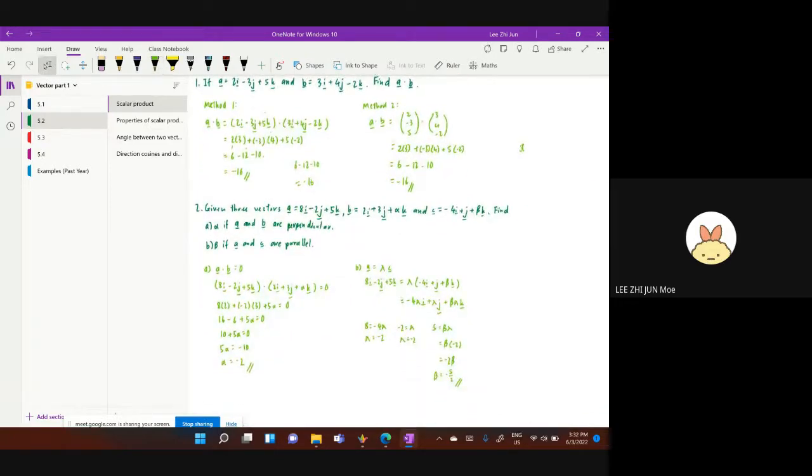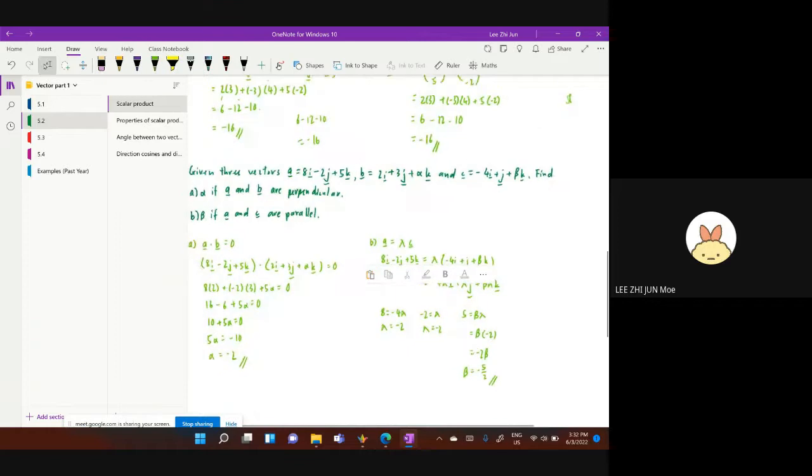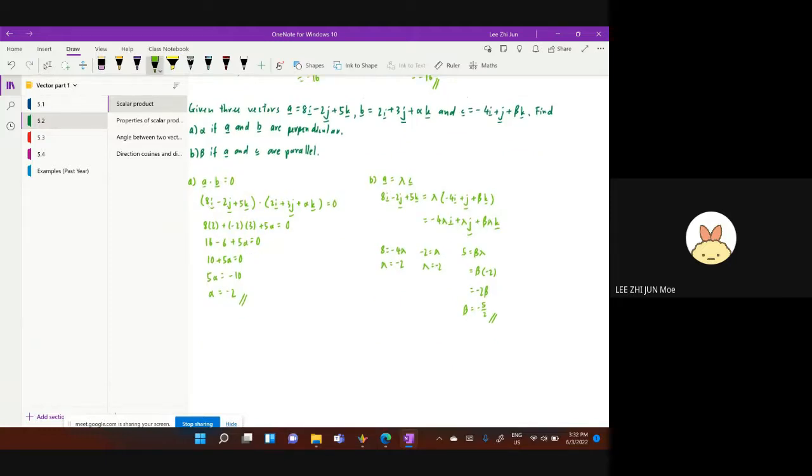And for the second question, given three vectors A, B, C, find alpha if A and B are perpendicular, and beta if A and C are parallel. Okay, so we go to A and B first. If A and B are perpendicular, the dot product between A and B will be 0. So I write the equation, and this equation will equal 0.